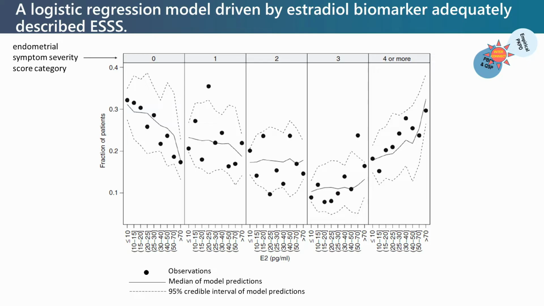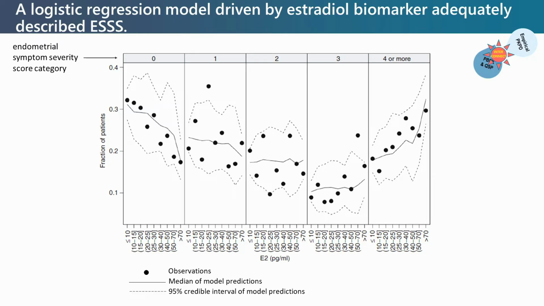Observations are displayed as black circles. The median predictions from the model are displayed as solid lines, and the 95% credible interval of the model predictions, which can be viewed as a measure of uncertainty, are shown by the dashed lines. As we can see, the logistic regression model provided a good description of efficacy across estradiol levels. The model predictions followed the general trends in the data.